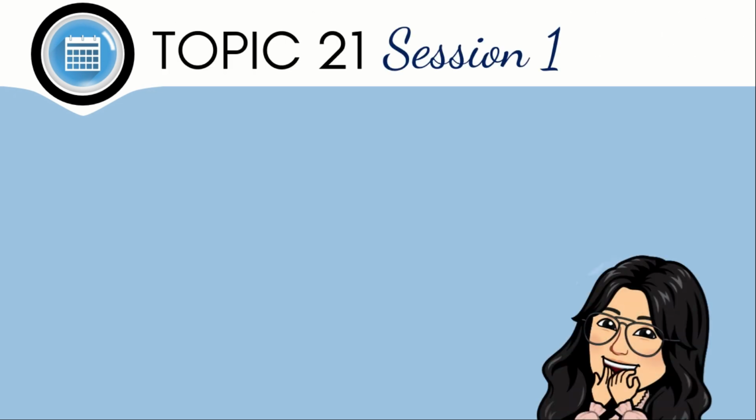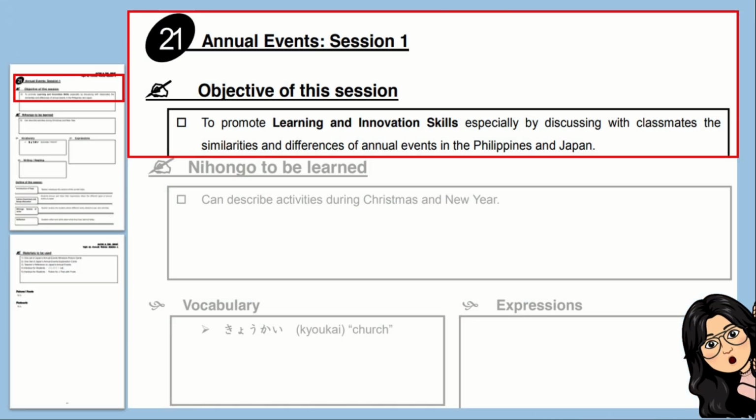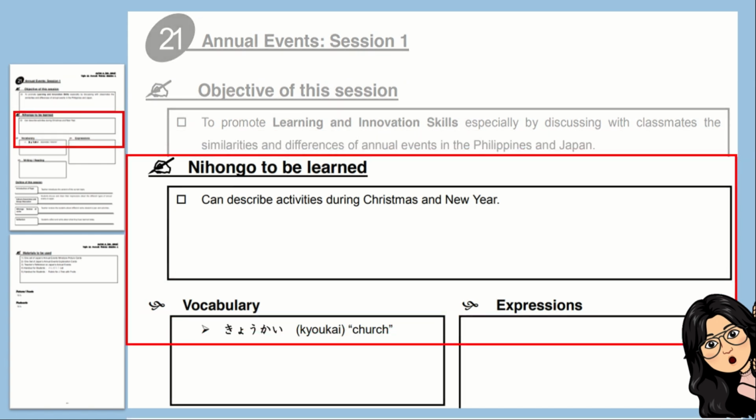Topic 21, Session 1 desu. It's very important for us to be reminded of the objective of the session and the skills to be learned. So for session 1, we are going to promote learning and innovation skills. And this is for the Nihongo. They can describe activities during Christmas and New Year. And the vocabulary is kyokai.